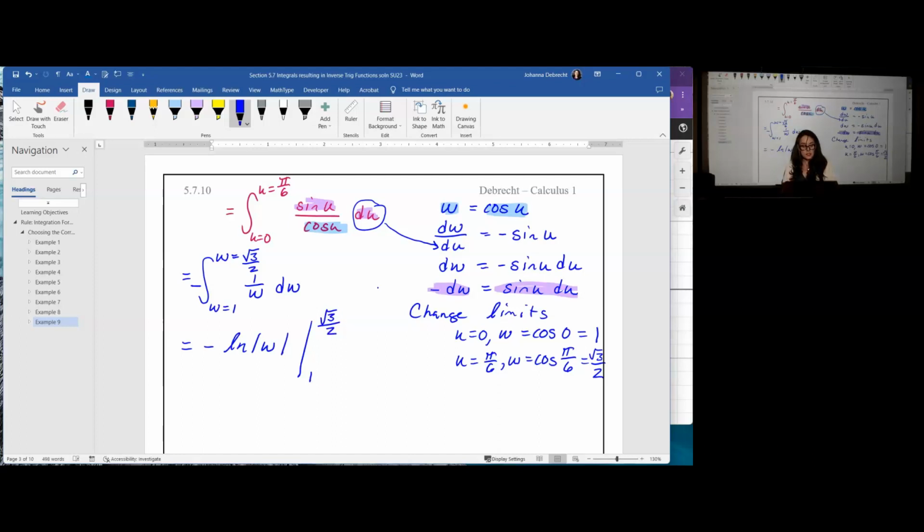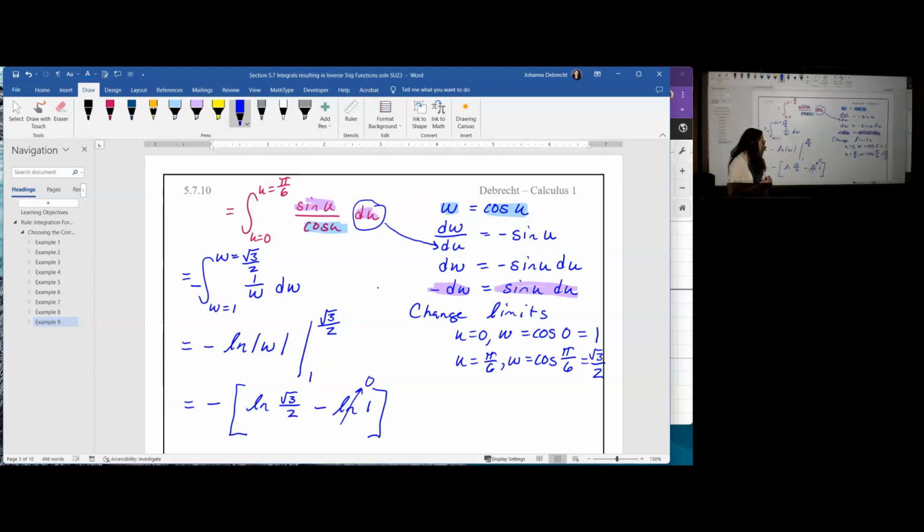When I substitute in the limits of integration, notice that I could take care of the negative by reversing the order of the limits of integration, or I can do it after I'm done. You can do it either way, just be careful and make sure you don't lose the negative. I'm going to keep the negative large and outside and write this as the natural log of the absolute value of square root of 3 divided by 2 minus the natural log of 1. The natural log of 1, by definition, is 0.